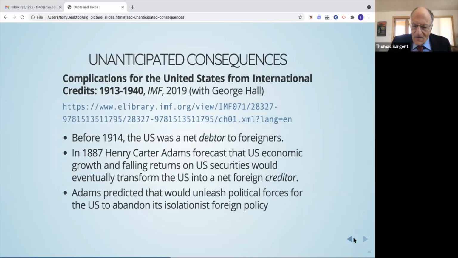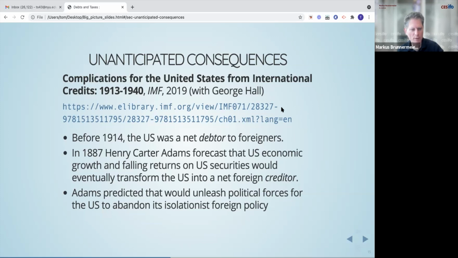Okay, so here's another paper George and I wrote. Hey Marcus, would you give me a 10-minute warning, because I want to make sure I get to something. Yes. Okay. You have about 15 minutes. Okay, good. Okay, so here's the following.